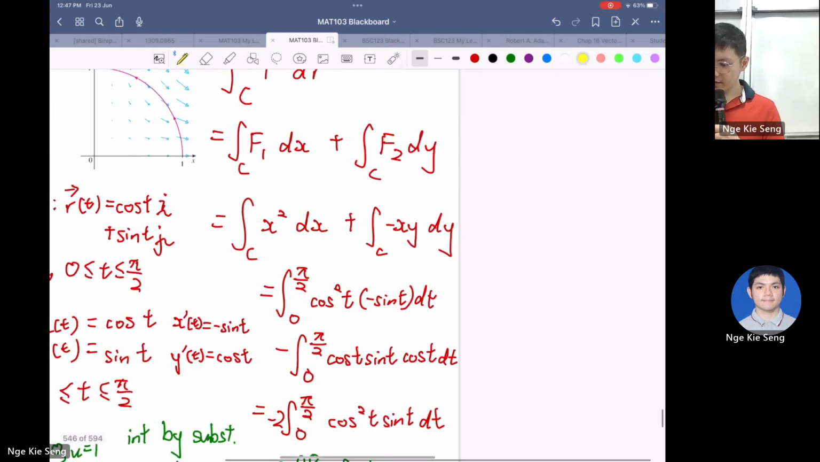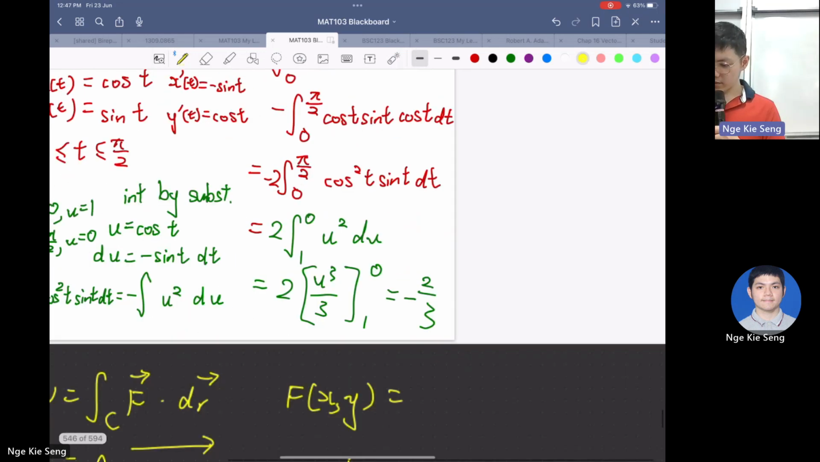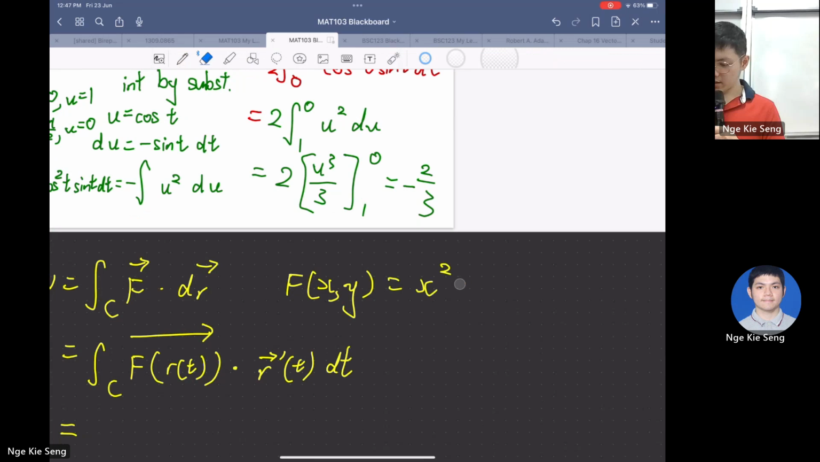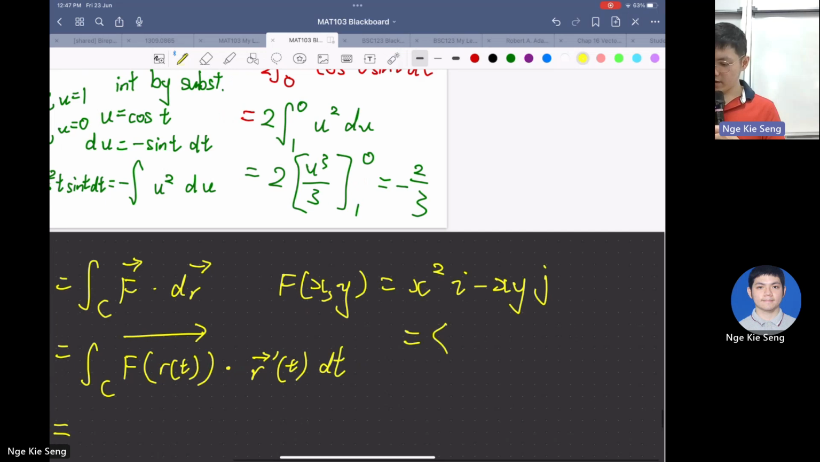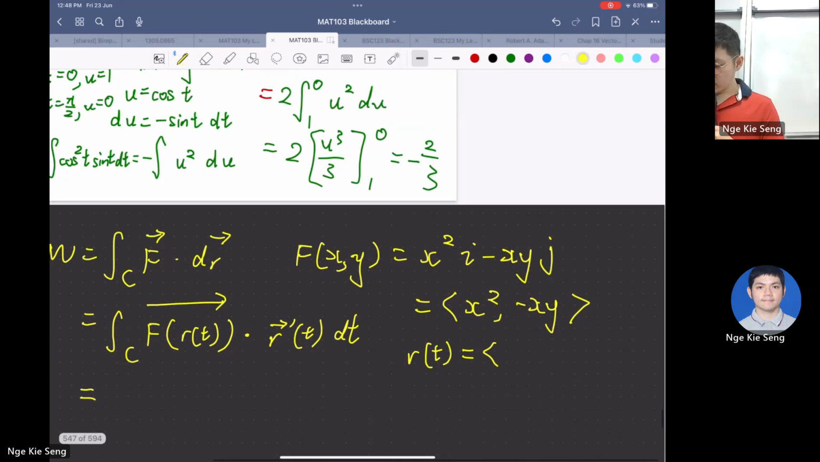What do I mean by this? What is my f? Let's bring my f down first. F(x,y) equals x² i minus xy j. If you like, you can write it as a row or column, whichever is easier for you. How about my r'(t)? What is the r(t) first? My r(t) in the row form is (cos t, sin t).